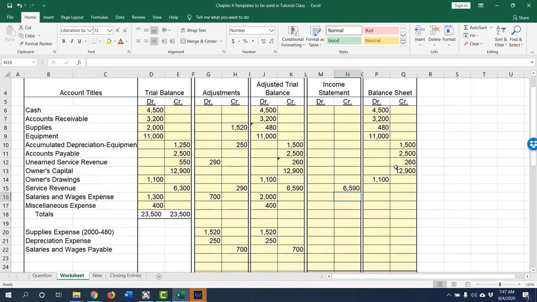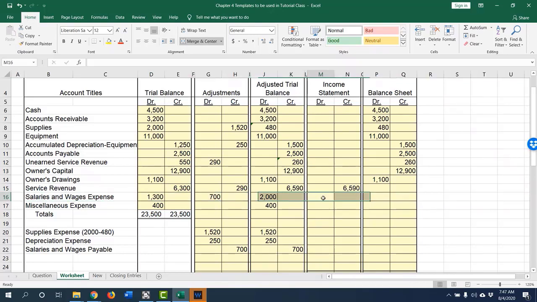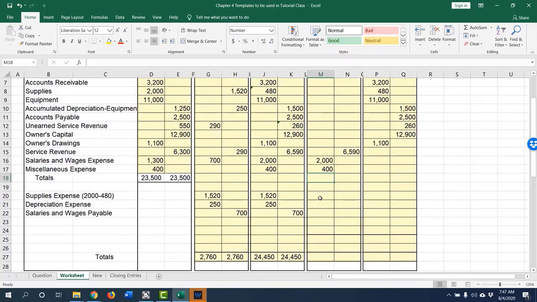Then after service revenue we got salaries and wages expense. Salaries and wages expense has a debit balance, it is an expense, so that's why we'll also write it in the income statement part. Revenues and expenses. Miscellaneous expense, another expense, same side, debit side of income statement part. Very easy, right? Think about supplies expense. Again, it's an expense, has a debit balance, so it will go to the debit side of the income statement part, not the balance sheet part.